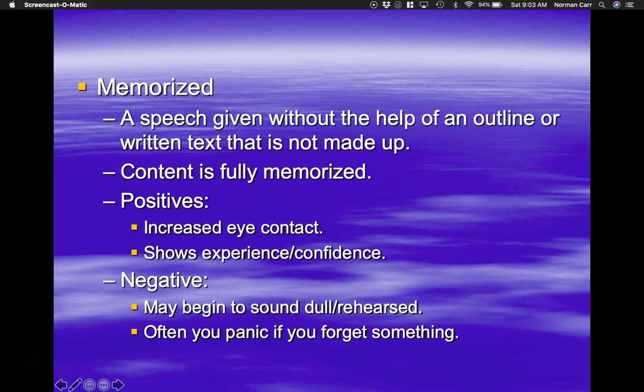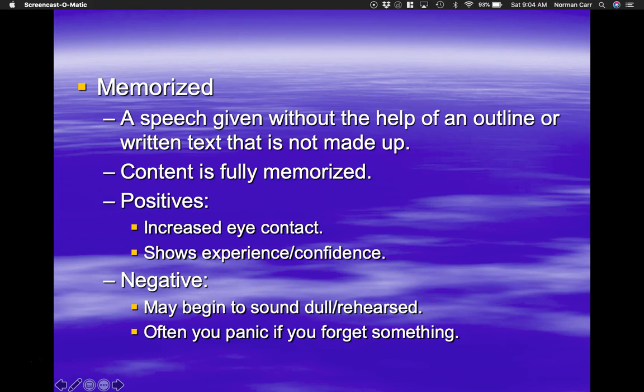The last type of delivery that we're going to look at is memorized. Memorized, kind of like impromptu, you don't have an outline of any type. However, you do have a speech that you've written out beforehand, and you just kind of memorize that text. You've just committed it to memory, which means when you go up and present, you don't need to have that paper in hand.